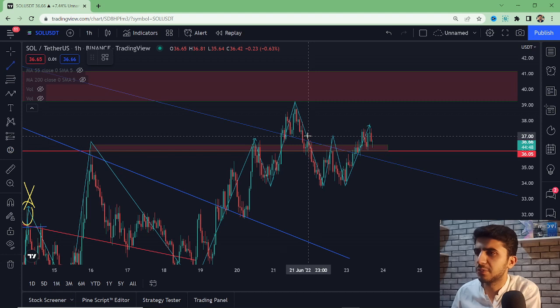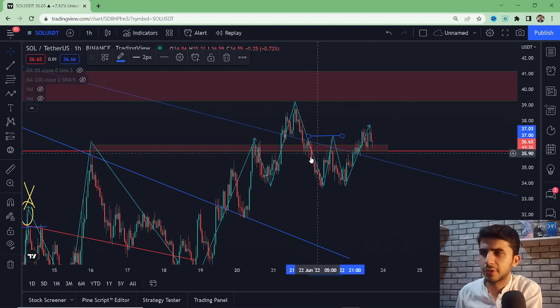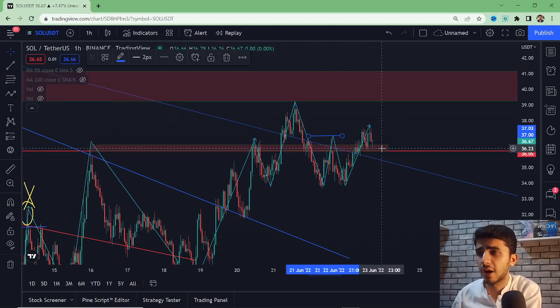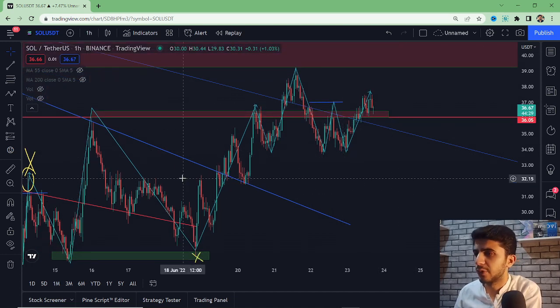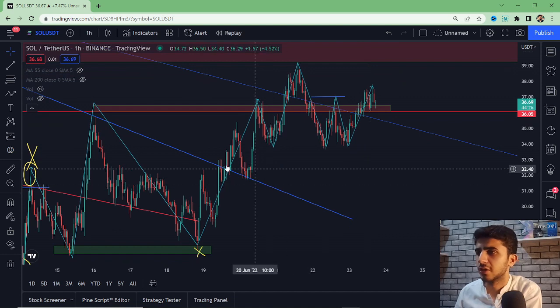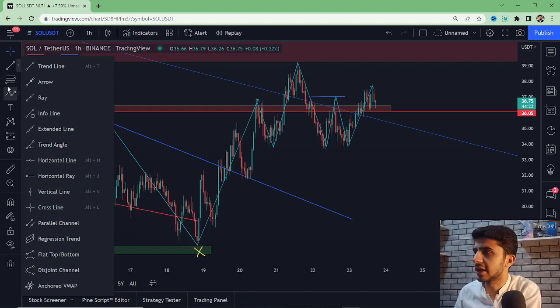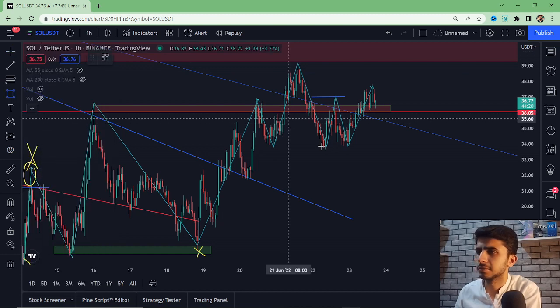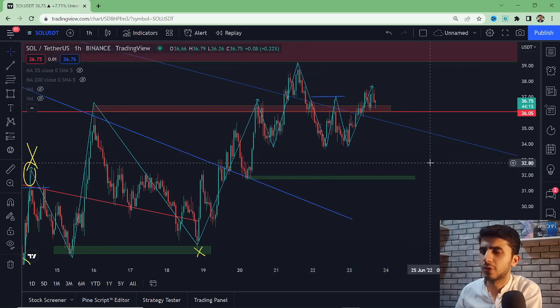So this is the previous structure for the Solana, and if the price closes above this region, that would create another breakup structure for this one. Then that means the price can move higher. But if it does not happen, then where is your previous order block where you can buy it? Your previous order block is right there, my friends. It's right there. This is a newly formed order block.